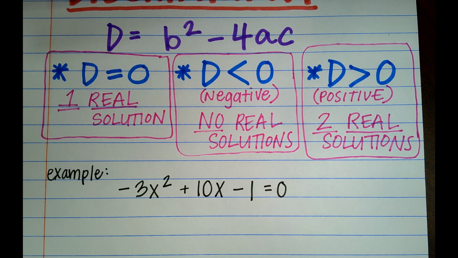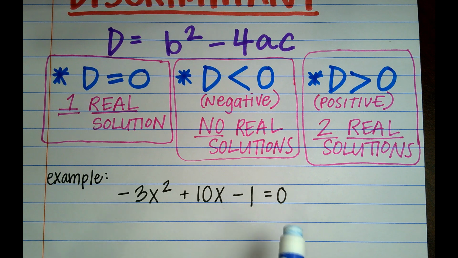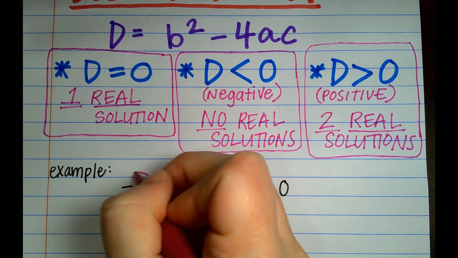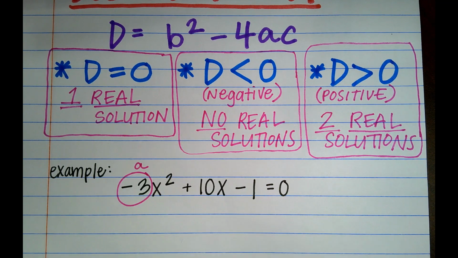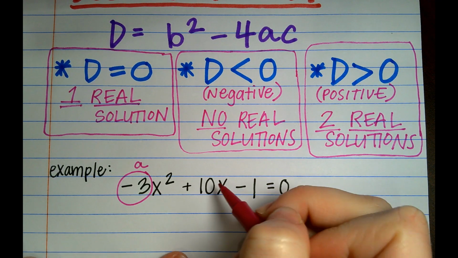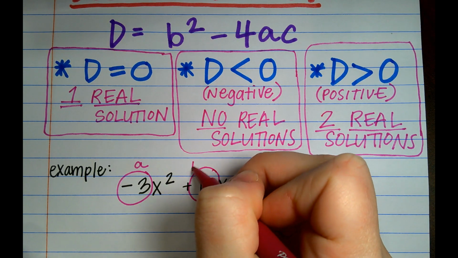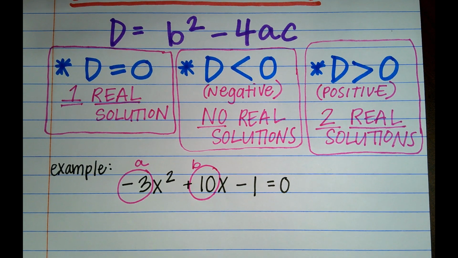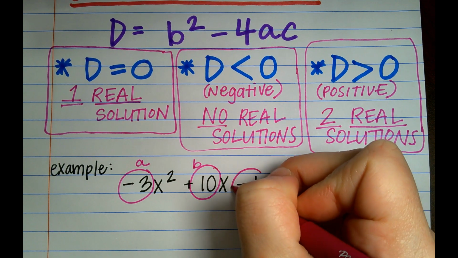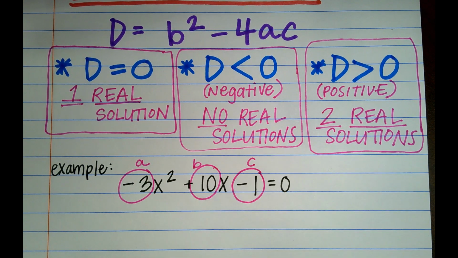To find the discriminant, we first want to do the same thing when we're using the quadratic formula. We want to identify our A, B, and C values. So in this problem, what is the value for A? Negative 3. Good. That's our A. What's the value of B? 10. Perfect. And how about C? Negative 1. Good. So we have our values for A, B, and C.